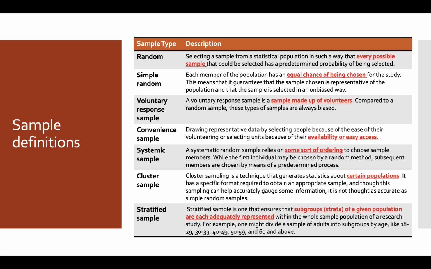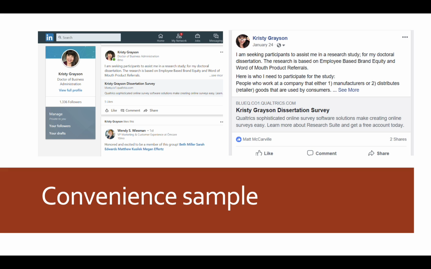A stratified sample is one that ensures that subgroups of a population are each equally represented. So let's say you want a certain number of people from each age range. You are going to send the surveys out to get enough people for each one of those age ranges so that you can make comparisons between them. It's something that I like to do when I'm doing anything with demographics, making sure I have enough in each one of those categories.